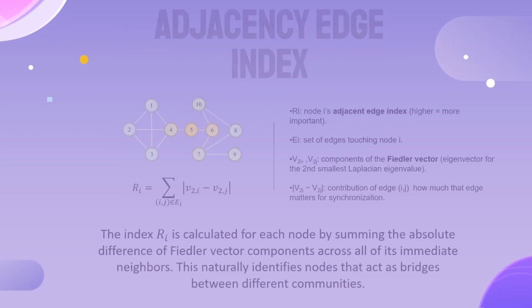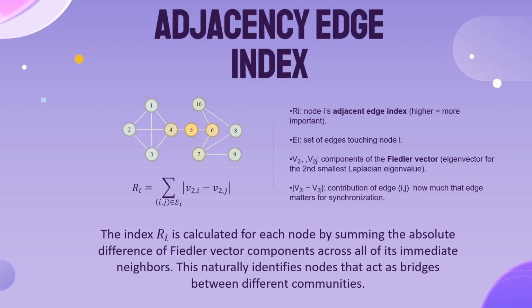Now let's move to a new idea, which is adjacency edge index. This brings us to the main concept. It's basically a way to measure how important each connection or edge is in a network. Without getting too mathematical, the idea is simple. For each node, we look at how strongly it's connected and how much it contributes to the network structure. This helps us decide which edges can be removed or pruned without hurting the overall performance of the model.